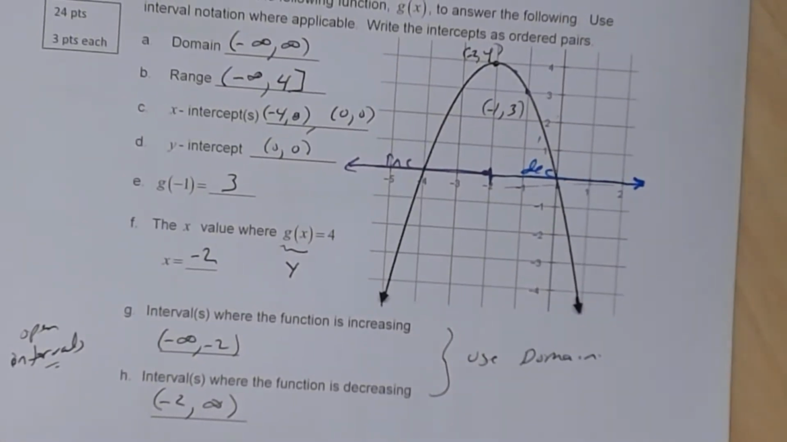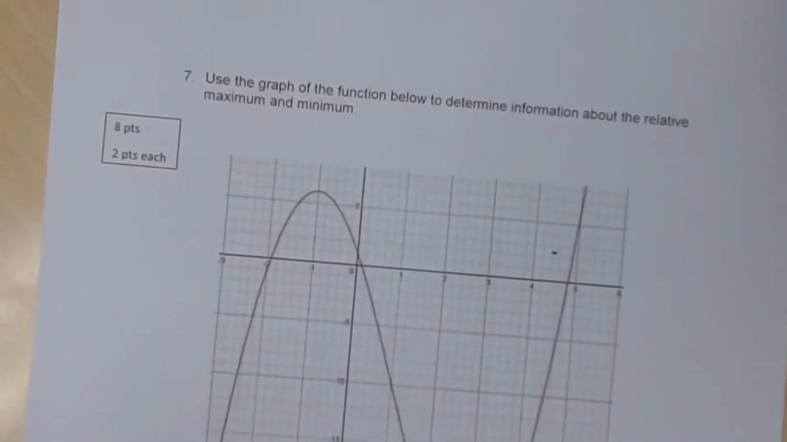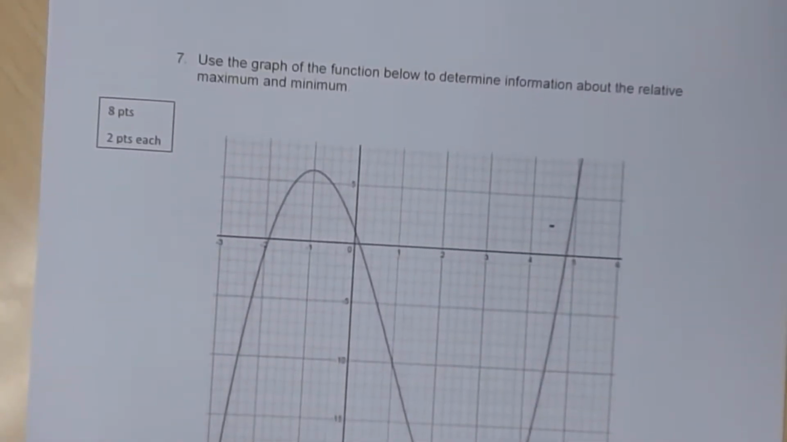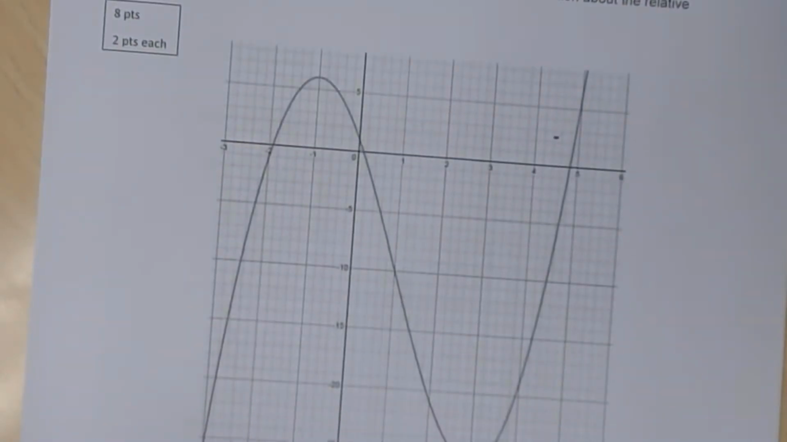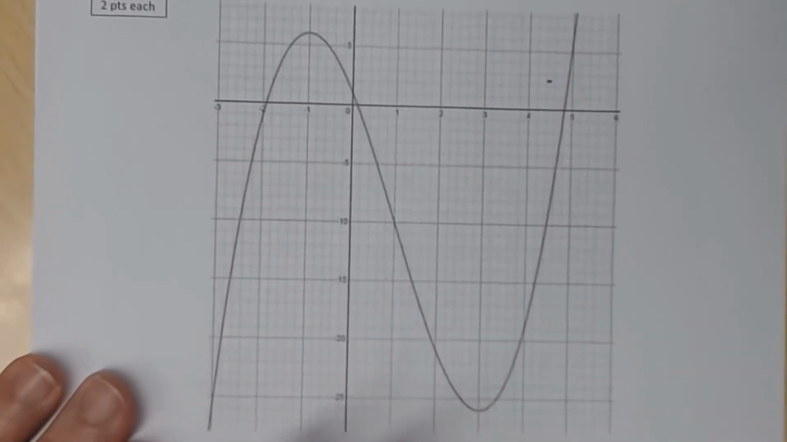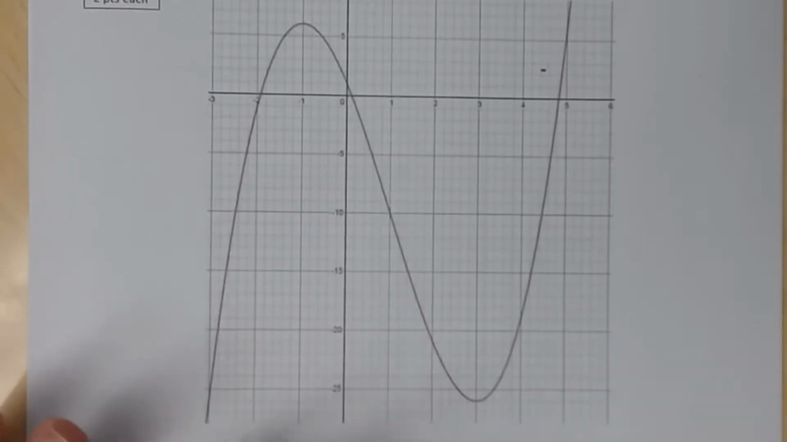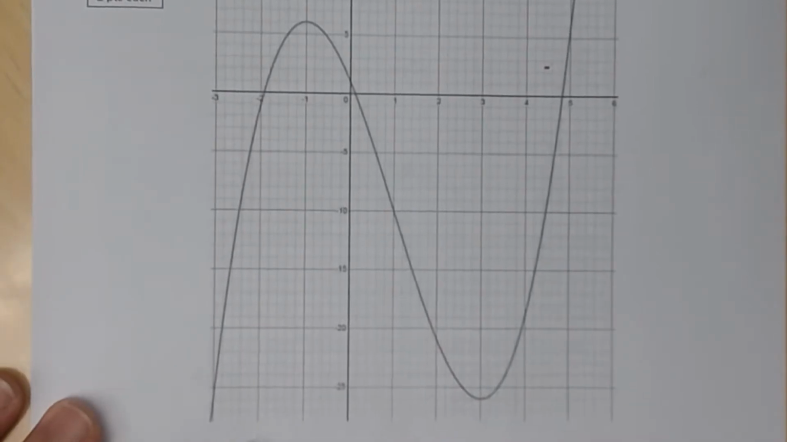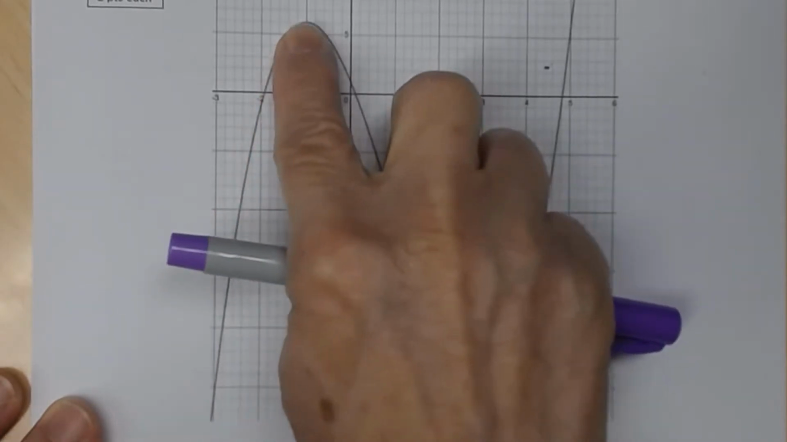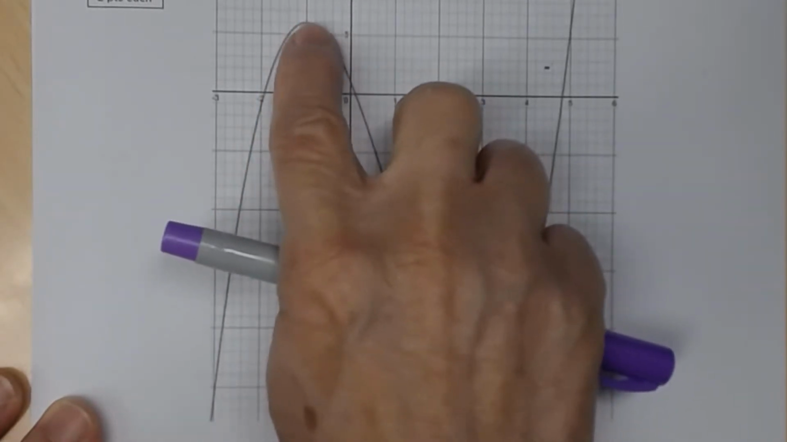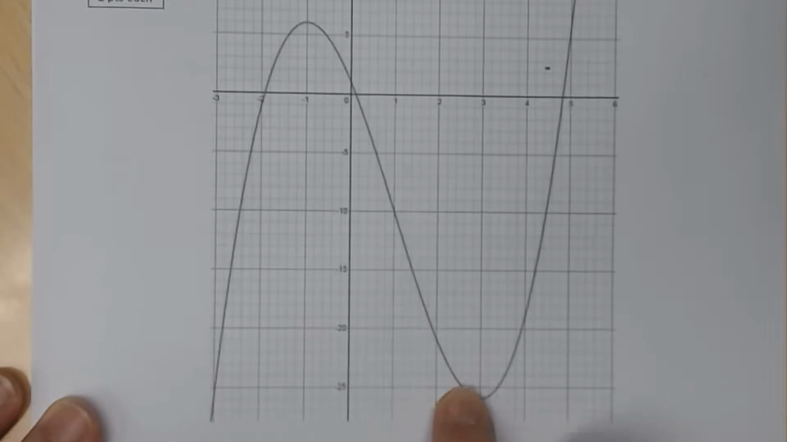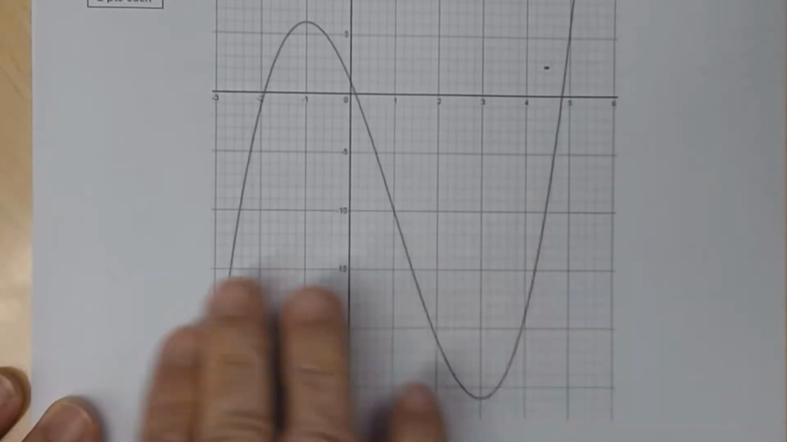All right, that was number 6. Number 7, all you were asked there was to determine the relative max and minimum. First of all, notice that in this particular function it's not constant anywhere. Just like number 6, your y values are increasing, then all of a sudden they're going to decrease, then increase. So there's nothing that's constant.